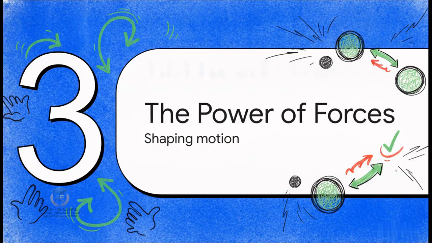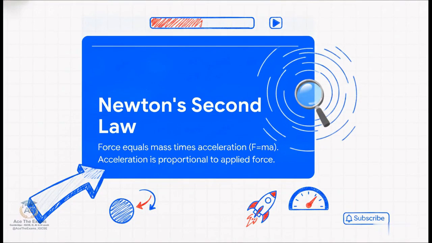Let's keep the momentum going and move to our third section, the power of forces. We're going to see exactly how mass and acceleration build into forces, these invisible hands that are constantly shaping motion. A force is powerful. It can change the speed of an object, it can change its direction of travel, or it can even change its size and shape.